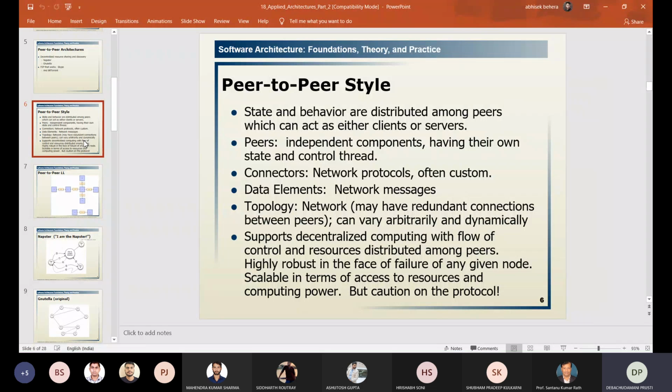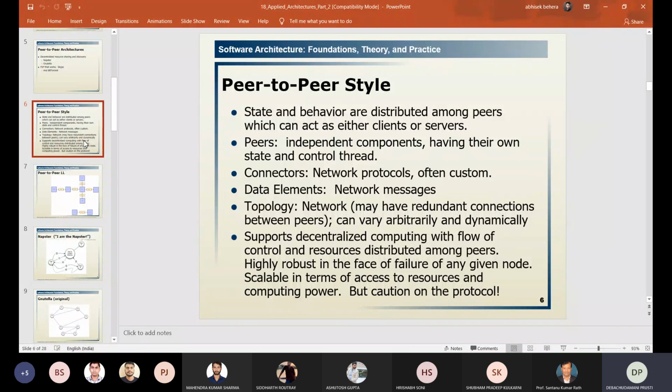The peers are independent components having their own state and control thread. The connectors are nothing but your network protocol, and often it is custom, meaning we often customize our protocol for the connectors. In a peer-to-peer style, what are the components I am describing? The state and behavior, the peers, the connectors, then the data elements, which are the network messages you get from the network. Then the topology, which topology we are using for the peer-to-peer style.